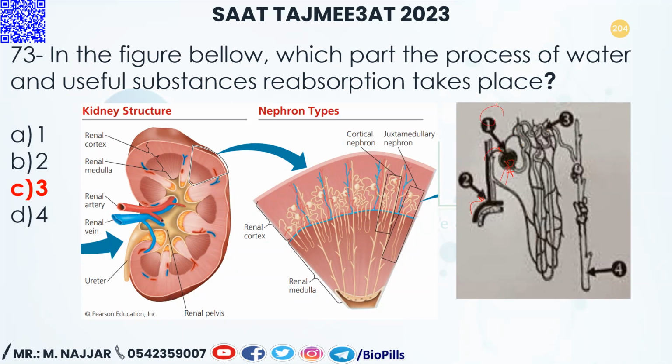Everything is being filtered out by the first process, which is called ultrafiltration. And right after, there's a second process called selective reabsorption, by which the useful substances will be absorbed in the proximal convoluted tubule, in the loop of Henle, and in the distal convoluted tubule. And in the collecting duct, the waste materials will be collected and passed from the collecting duct to the pelvis, from the pelvis to the ureter, from the ureter to the bladder to be stored, then from the bladder to outside of the body.